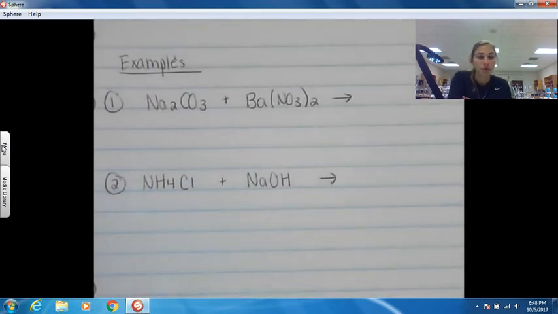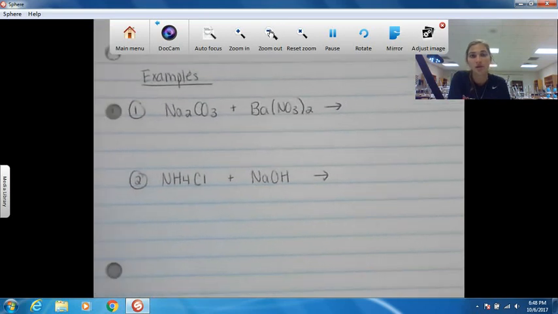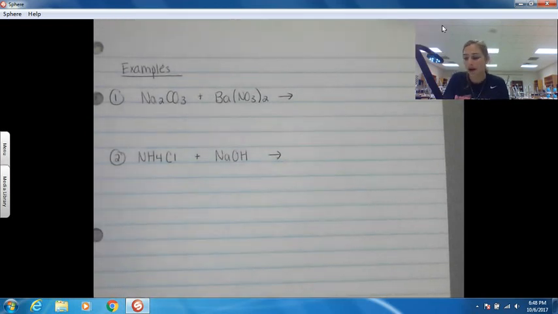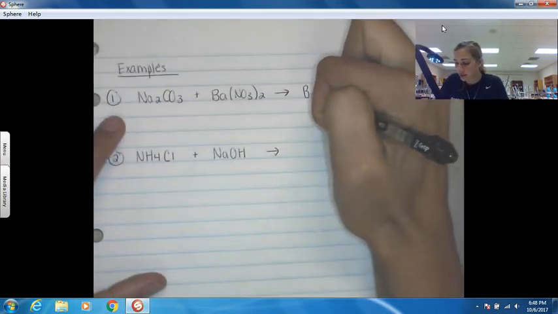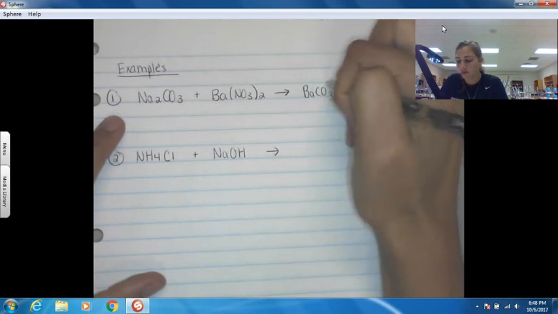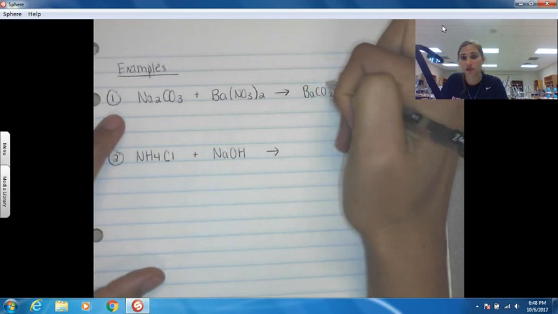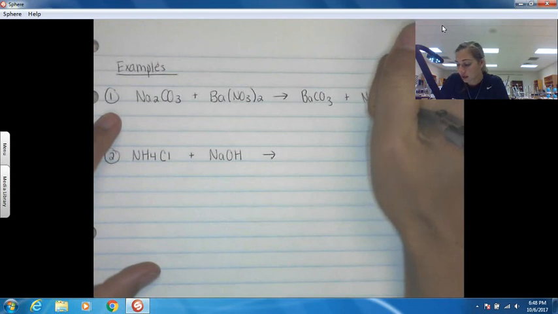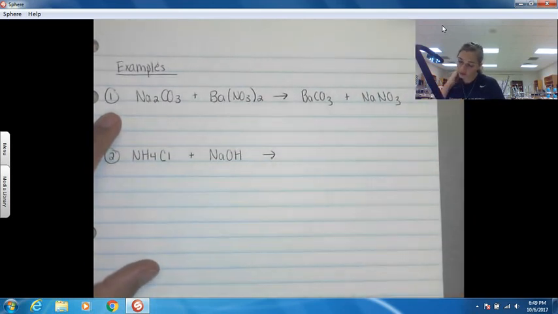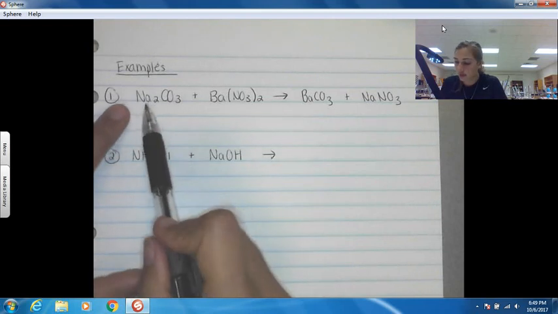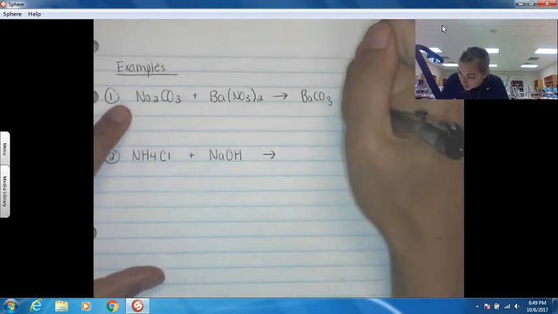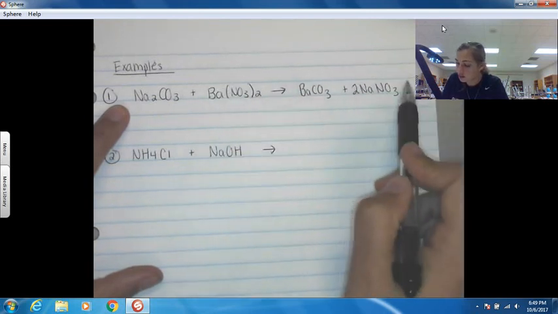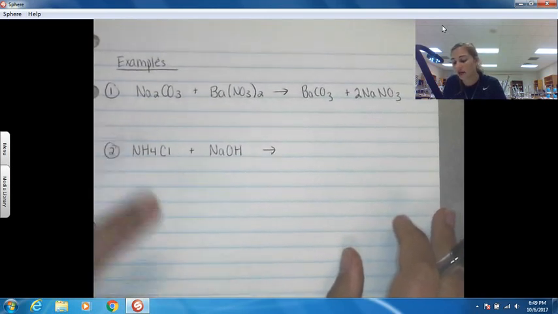So what we want to do is predict our products like we've been doing all along. So sodium and barium are going to switch places. So barium is now going to pair up with carbonate. Barium and carbonate both have 2 charges, barium a +2, carbonate a -2, so that's balanced. And then sodium and nitrate will come together. We want to go ahead and balance this reaction. So we have 2 sodiums, 1 sodium, so you put a 2 out in front, 1 carbonate, 1 carbonate, 1 barium, 1 barium, 2 nitrates, and 2 nitrates. So now we have a balanced reaction.